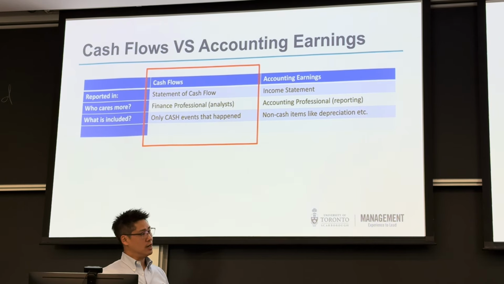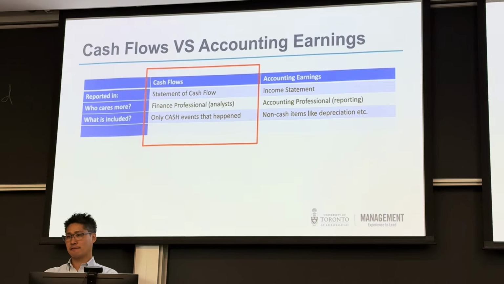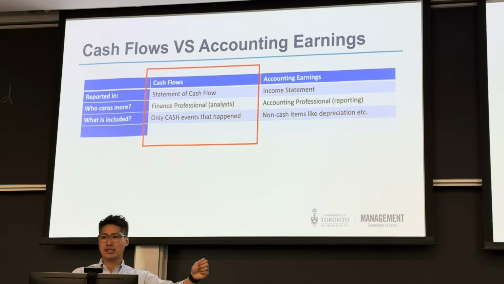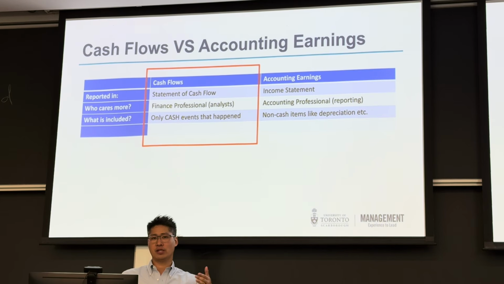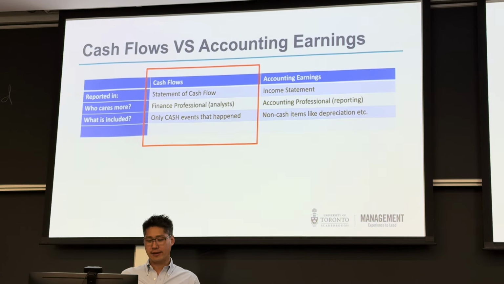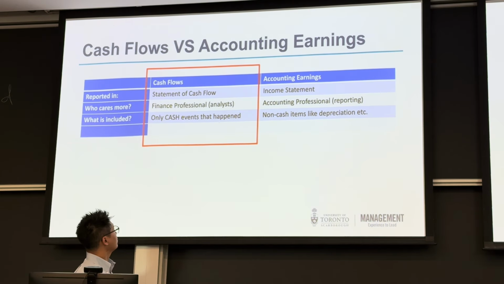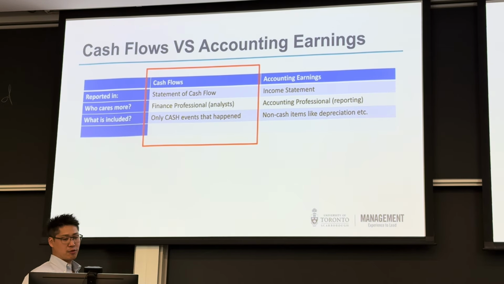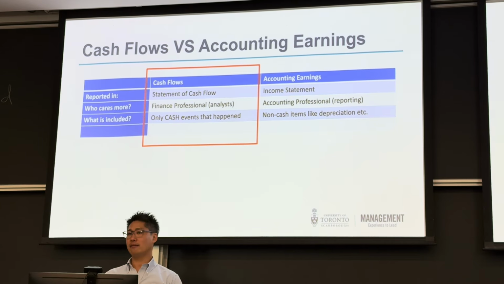All right, so I talked about the differences between finance and accounting. In finance, we care about cash, cash, cash, only cash flow. What that means is the actual transaction. If I'm writing someone a check, that is a cash transaction. If I'm receiving money, I've got to see the money, show me the money, right? So cash flow, especially the statement of cash flow, is what finance professionals, especially analysts, care a little bit more about, because we look at cash transactions. What is included? Only cash events that happen.